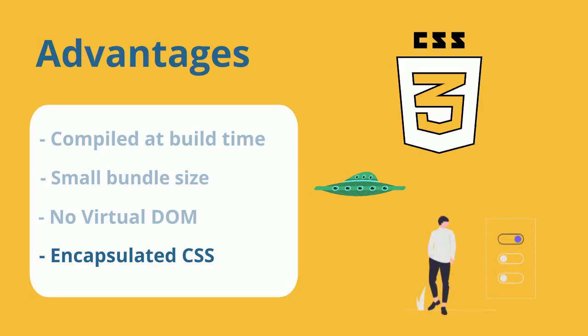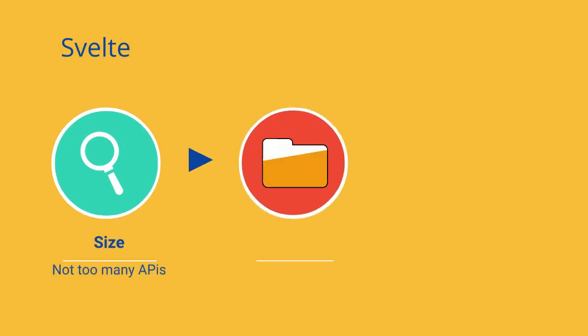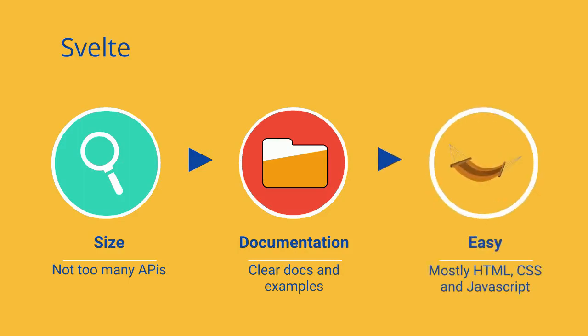Compared to other frameworks, the Svelte framework is small in size and contains a small number of APIs. The documentation is very clear and is supported by examples and a Svelte playground where you can update and run the examples. Svelte is also easy to learn. It comes with a limited number of special syntax which does not take a long time to learn. HTML, CSS, and JavaScript are most of what you need to write a Svelte application.